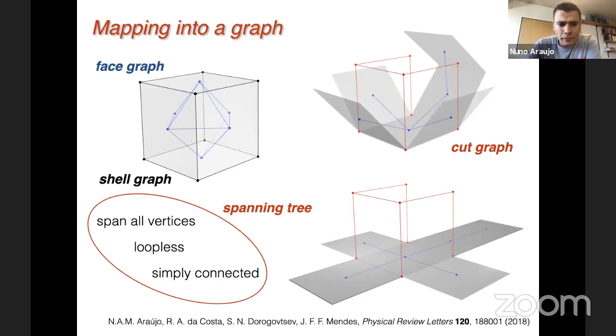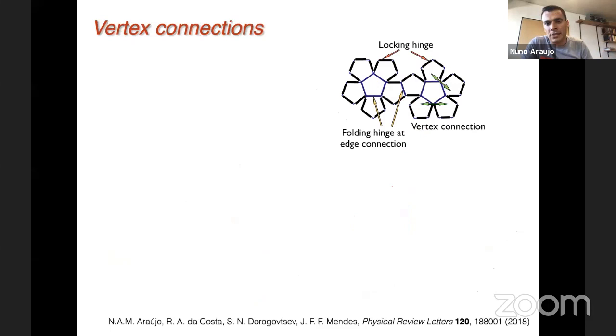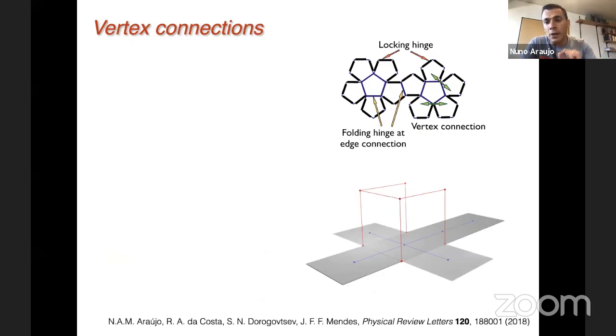And now, if we want to identify the optimal nets, the set of all spanning trees will be all possible nets, all possible templates that can fold into the three-dimensional shape. And now if we want to find the optimal ones, that are the ones that maximize the number of vertex connections, then what we need is to identify what is a vertex connection. And as I told you, the vertex connection is defined as a vertex that only has one edge that needs to be closed during the folding process.